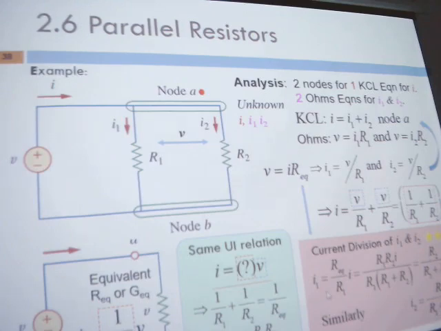We can see the numerator is the same, right? The I is the same as well. The only difference is that for I1 the numerator is R2, and for I2 it's R1. That means it's not proportional to its own resistance.